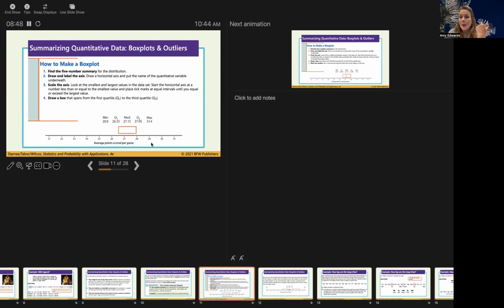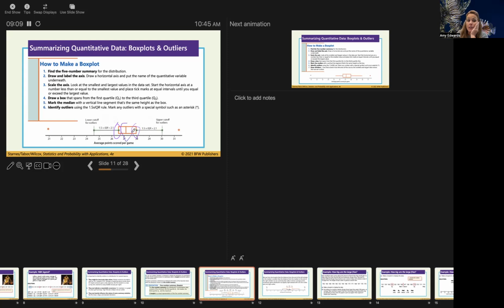Then we're going to draw a box. So the left side of the box is Q1. The right side of the box is your Q3 number. And then we're going to connect it. We're going to make it a rectangle. So Q1, Q3. You can see that here. Here's Q1. Here's Q3. Okay. Now, the next thing that we're going to do is mark the median. Here's the median. The median's not necessarily in the middle of the box. We're going to put it on what that number is.